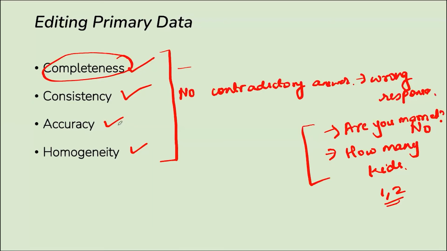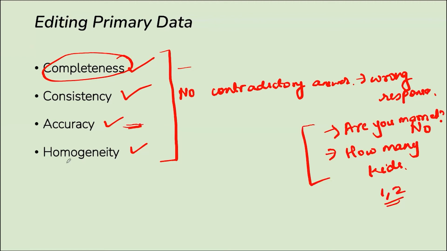Then coming to accuracy. By accuracy, it means that the questionnaire should be checked for the accuracy of the information provided by the respondent. And you note here that this is the most difficult step, but it is the most important at the same time, because if the answers are inaccurate, then you will get misleading results.